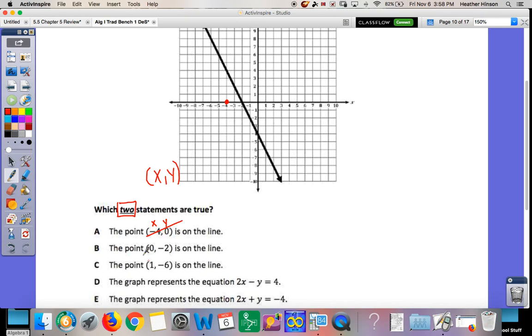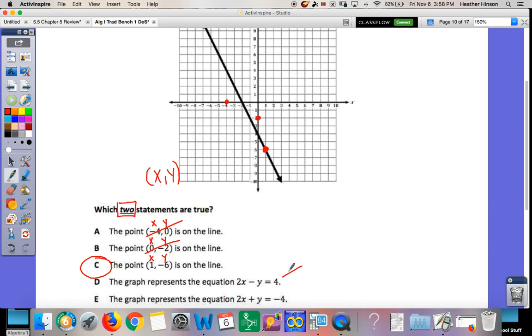Okay, 0, negative 2. So x is 0, so we're not going left or right any. But y says go down 2. So right here. Super close, but not on the line. Okay, 1, negative 6. So x is 1, so go over 1, and y is negative 6, so go down to negative 6. That one is perfectly on the line. But we have to pick two statements. So we also have to look at the equation. Which one of these equations is true?